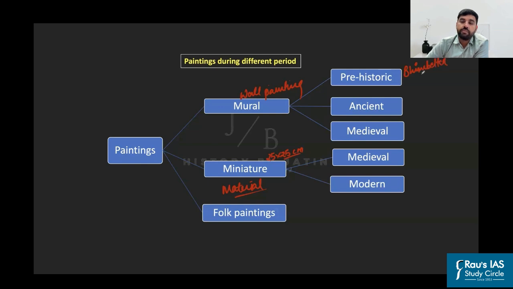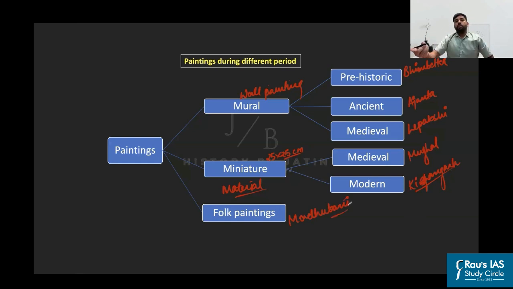Bhimbetka, Ajanta, Lepakshi. Mughal paintings. Let's say Kishangarh School of Painting, like Bani Thani, Kishangarh, it is a UPSC question also. In folk paintings, the best known example you all know is Madhubani. Now, from the examples, you can easily understand what it is.